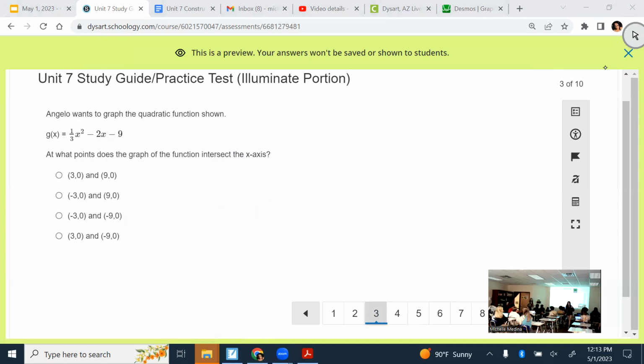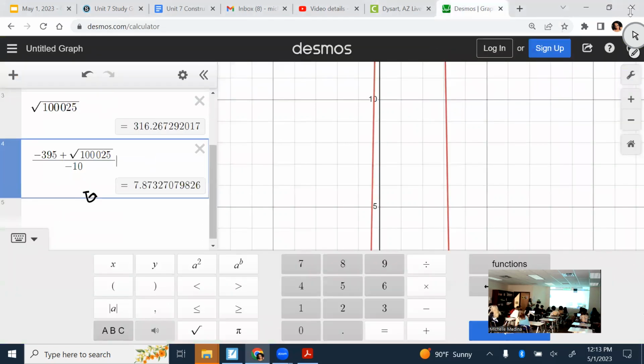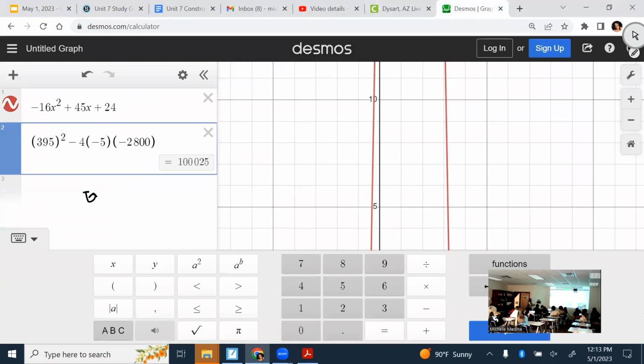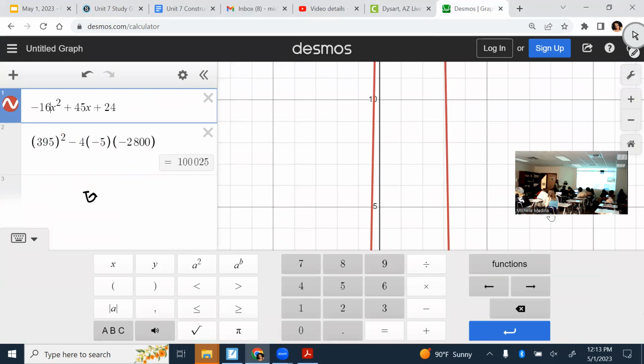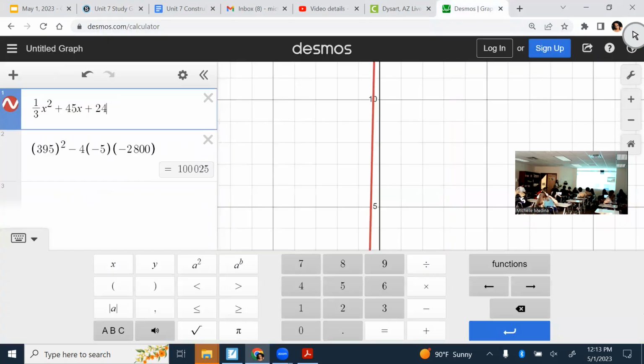Real quick, you could probably memorize how to do it later. So Angelo wants to graph the quadratic function shown. At what point does the graph of the function intersect the x-axis? Okay, just Desmos it. How would you know where to look? Good. So yeah, just Desmos it. 1/3 x squared. I'll type it in this one. All right, 1/3 x squared minus 2x minus 9.